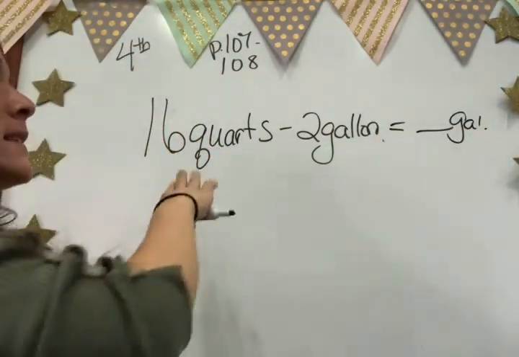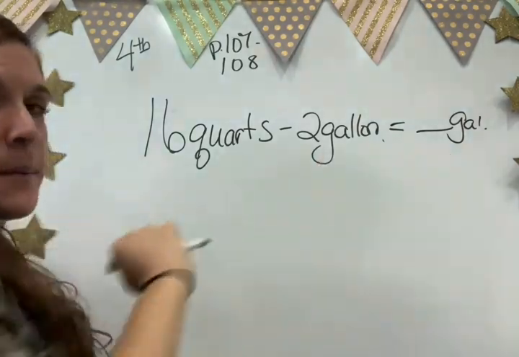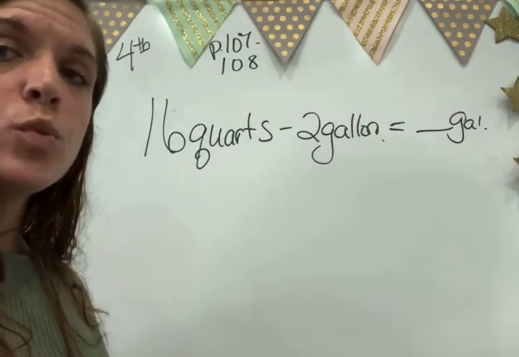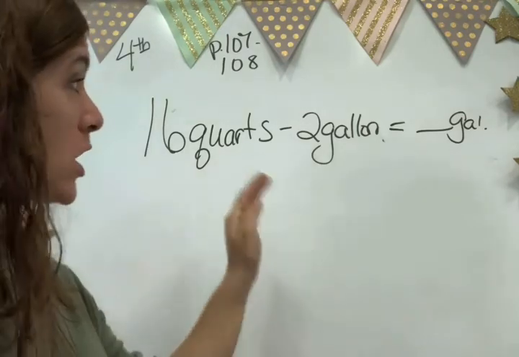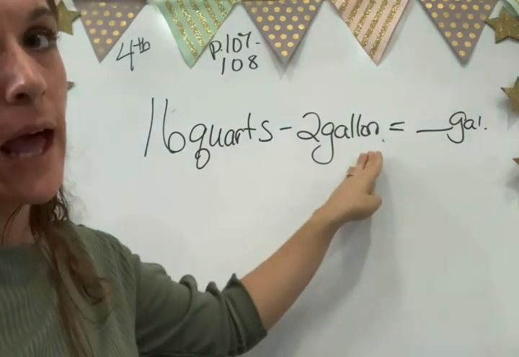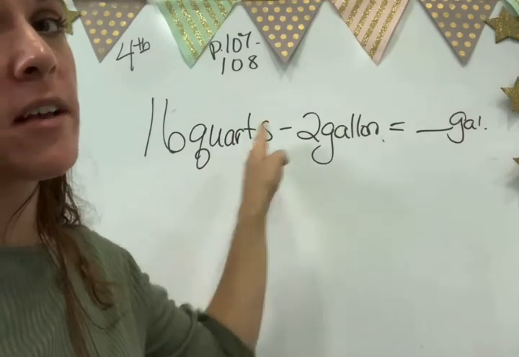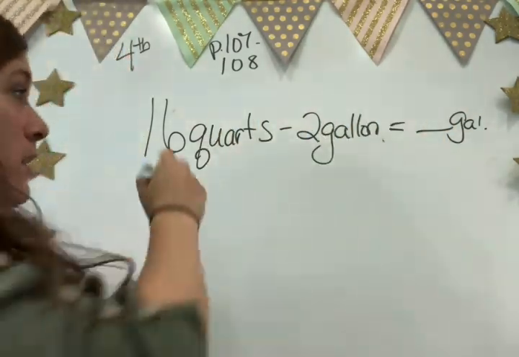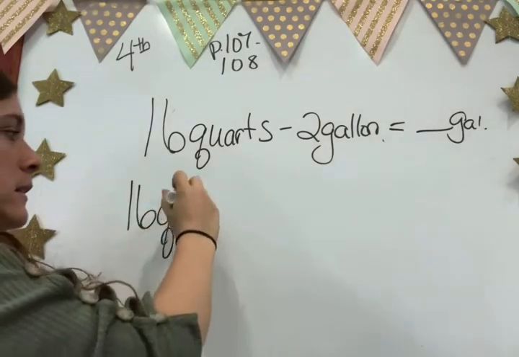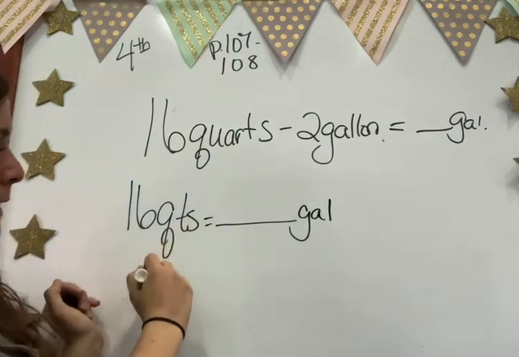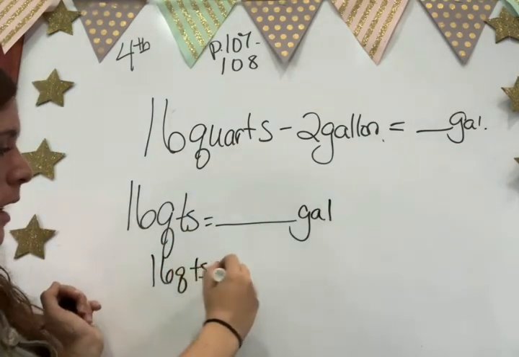Here we go. 16 quarts minus 2 gallons equals how many gallons? Keanu, which one do we need to change? Do we need to change the quarts or do we need to change the gallons? Okay, we need to change the quarts because we want gallons, okay? So we need to change 16 quarts to gallons. How many gallons, right? So here we go, 16 quarts, line.